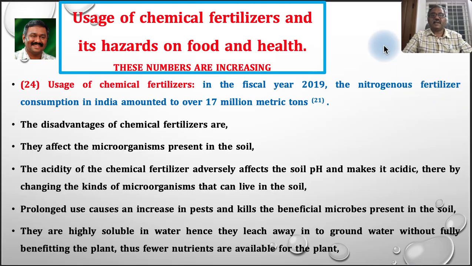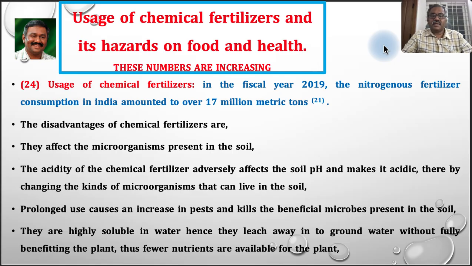Usage of chemical fertilizers and its hazards on food and health. These numbers are increasing. Usage of chemical fertilizer. In the fiscal year 2019, the nitrogenous fertilizer consumption in India amounted to over 17 million metric tons. The disadvantages of chemical fertilizers are they affect the microorganisms present in the soil. The acidity of the chemical fertilizer adversely affects the soil pH and makes it acidic, thereby changing the kind of microorganisms that can live in the soil.